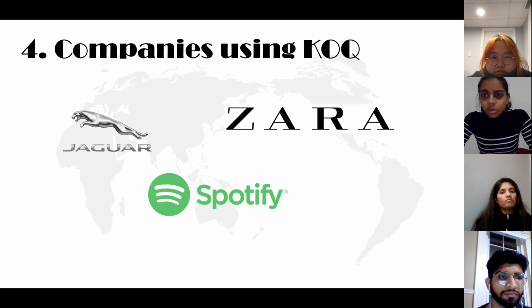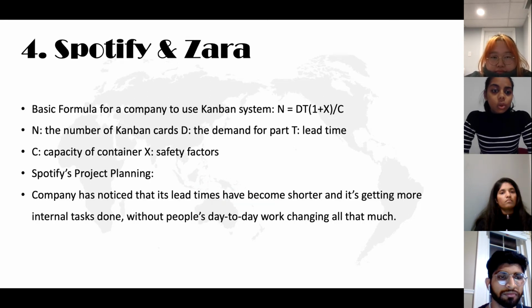So companies who use Kanban systems include Jaguar, Zara, Nike, Spotify, and many more. How does Spotify use the Kanban system? The company noticed, after using the Kanban system, that the lead time became shorter and more internal tasks were getting done without people's day-to-day work changing that much.